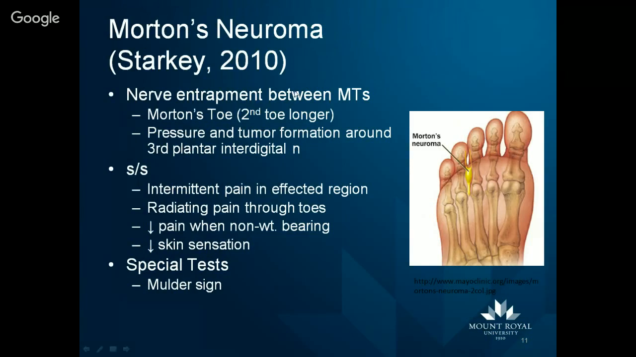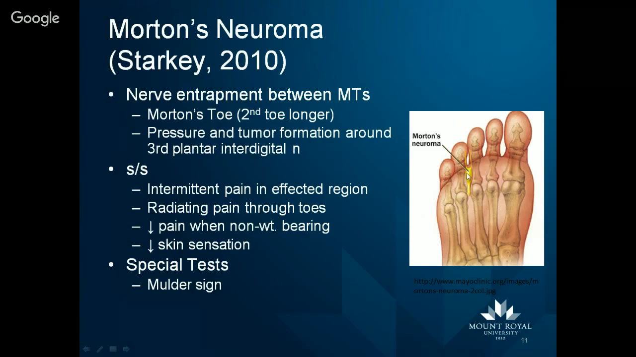Morton's Neuroma is a condition that involves nerve entrapment between the metatarsals. Here's an illustration of a Morton's Neuroma. People that are predisposed to this include people that have what's called Morton's toe, which is a presentation where the second toe actually is longer than the great toe. And as a result, there's pressure. And if the pressure is ongoing, potentially a tumor or fibroma formation around the second or third interdigital nerve.